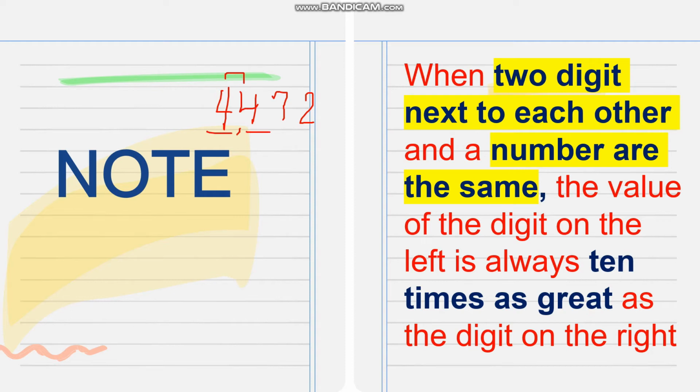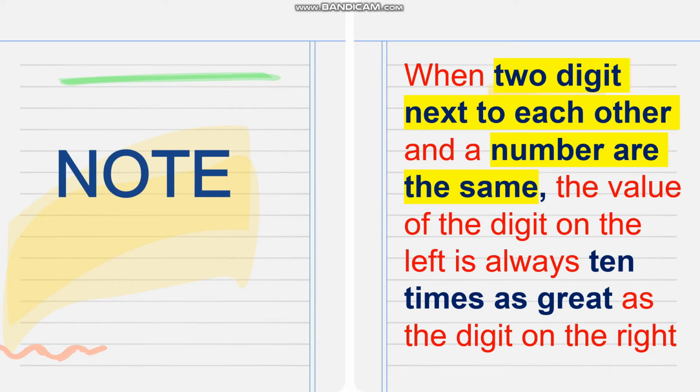If you're going to find out the value of the first 4, that is equivalent to 4,000, and the second 4 is equivalent to 400. So 400 multiplied by 10 is equivalent to 4,000. That's why 4,000 is 10 times as great as the value of 400.